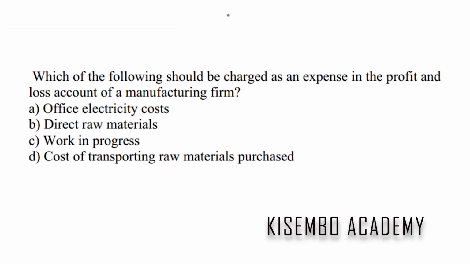So which of the following should be charged as an expense in the profit and loss account of a manufacturing firm? Now when it comes to a manufacturing firm, the expenses that we put in the profit and loss account are the kind of expenses we call indirect expenses. In other words, expenses that cannot be traced back to the product.